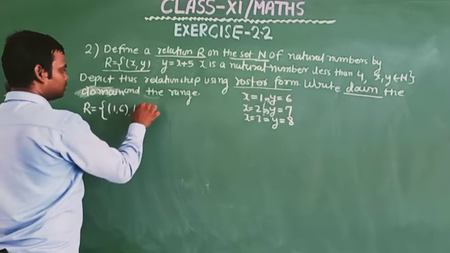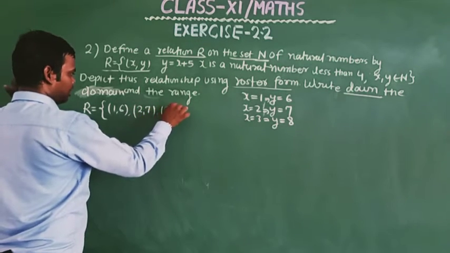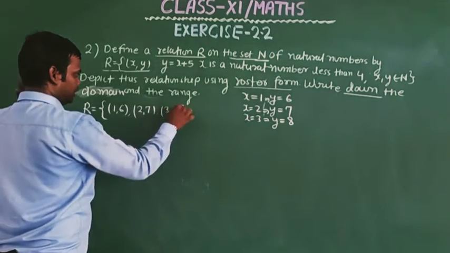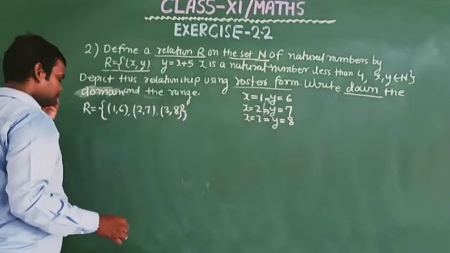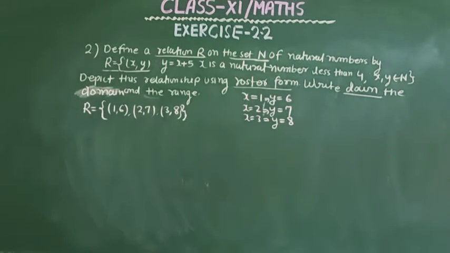So the ordered pairs in the relation are (1, 6), (2, 7), (3, 8). Okay, so these are the ordered pairs in the relation R: 1, 6, 2, 7, 3, 8.